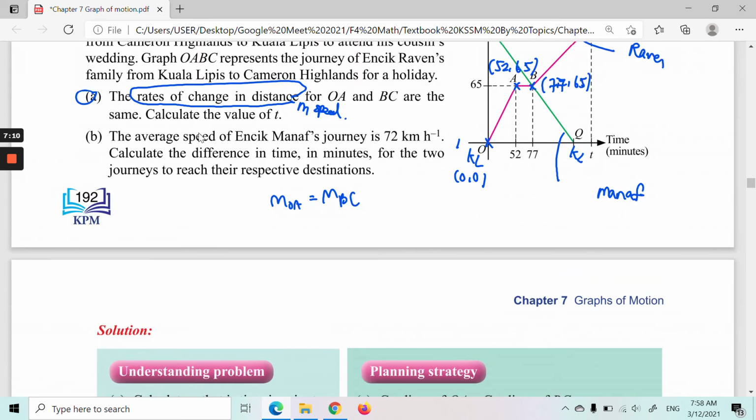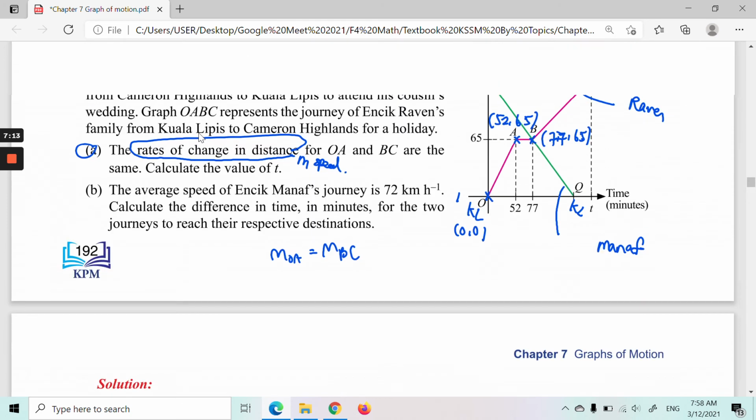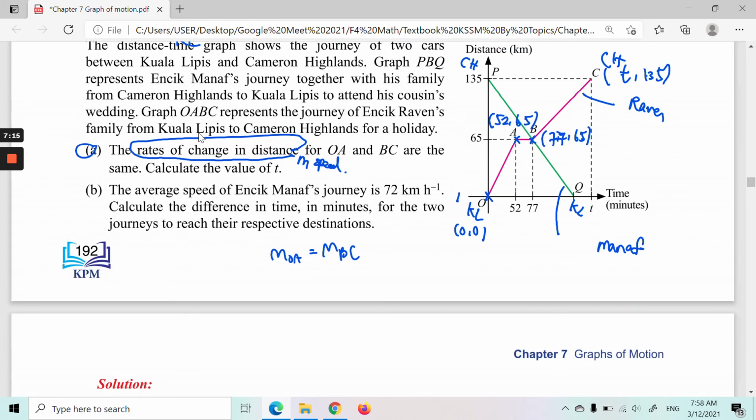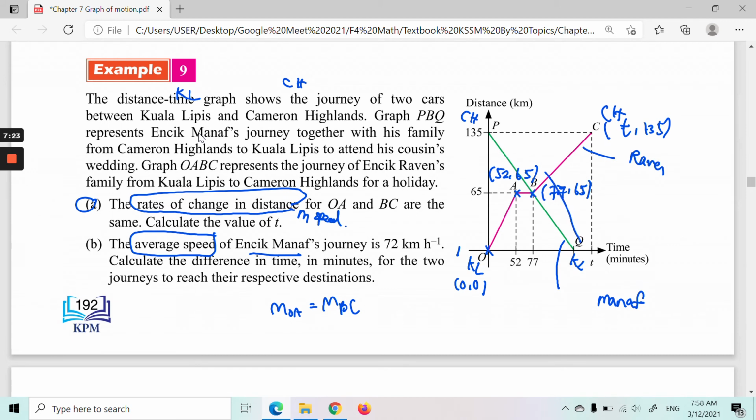Look at question B. The average speed of Encik Manav's journey is 72 km per hour. So now it's talking about the average speed of Encik Manav, focus on this green color, 72 km per hour. Calculate the difference in time in minutes for the two journeys to reach their respective destinations. So this one is in minutes. So 72 km per hour, average speed.